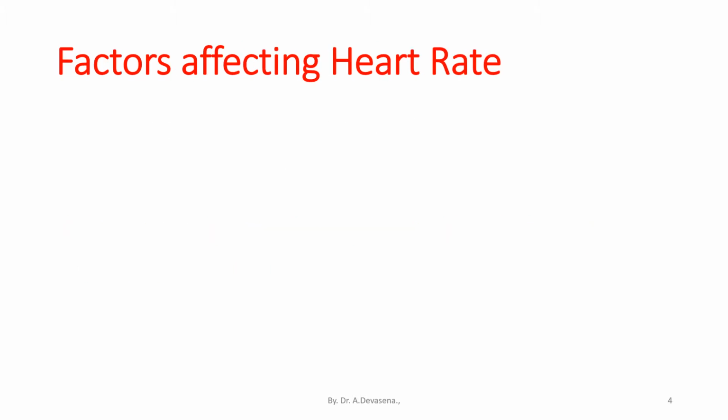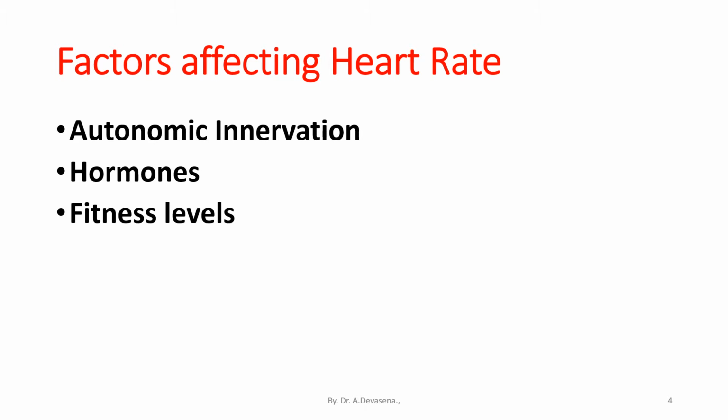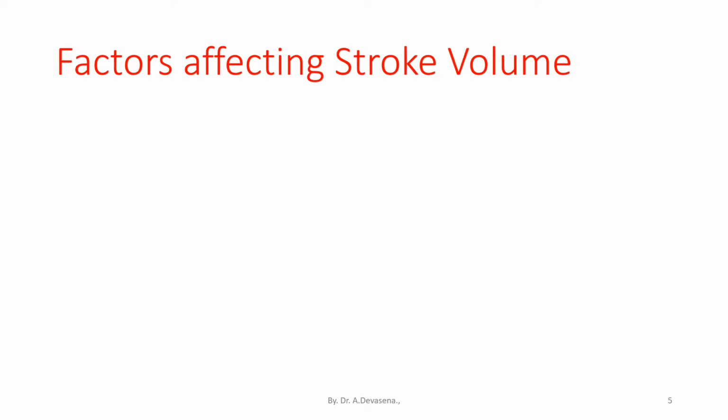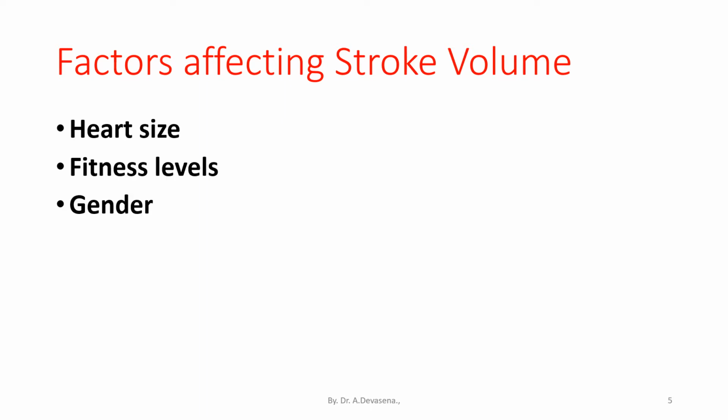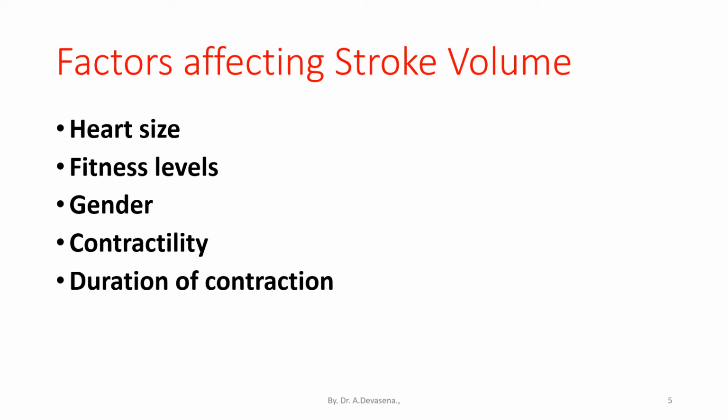Factors affecting heart rate are as follows. First one, autonomic innervation. Second one, hormones. Third one, fitness levels. And fourth one, age. These are the factors that affect the heart rate. Let us see the factors affecting stroke volume. First one, heart size. Second is fitness levels, gender, contractility, duration of contraction, preload and afterload. These are the factors that affect the stroke volume.